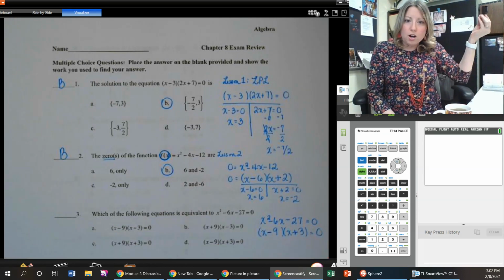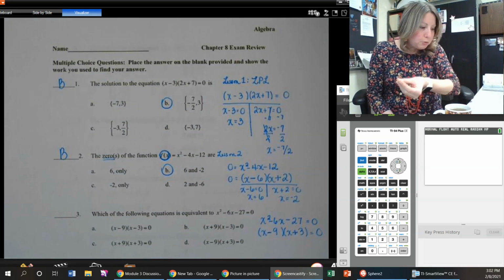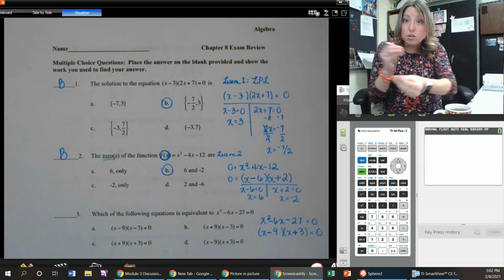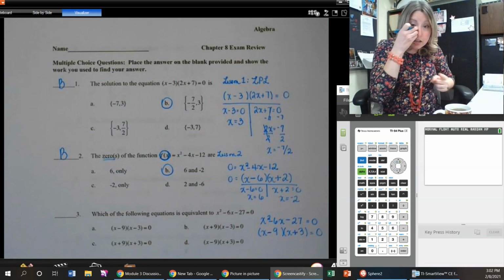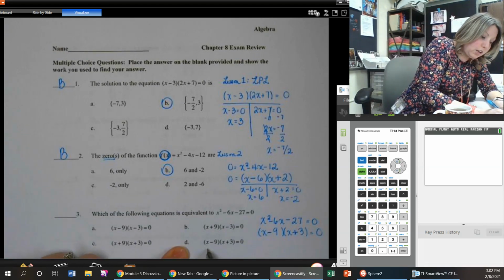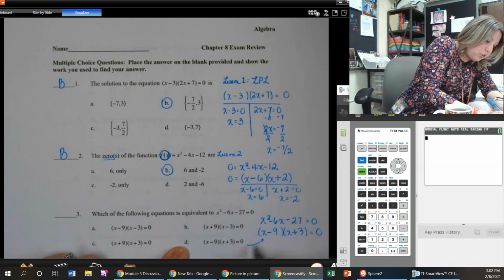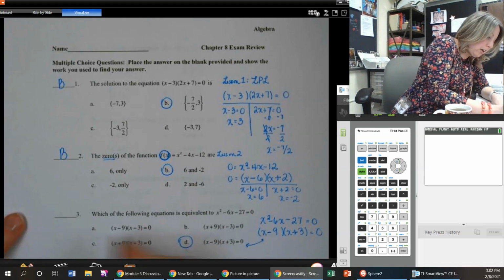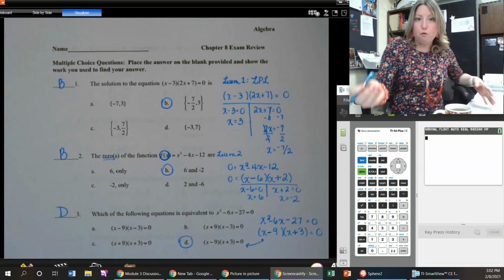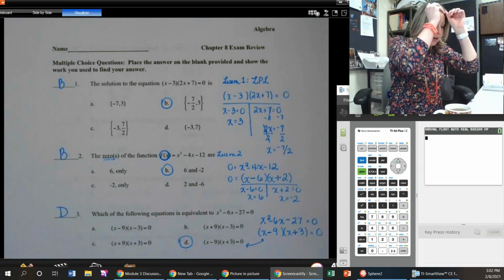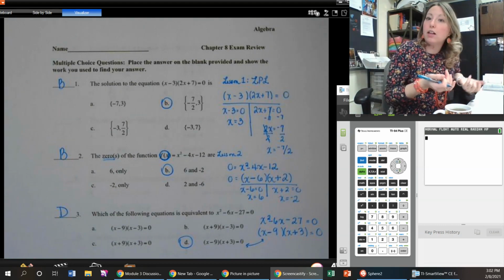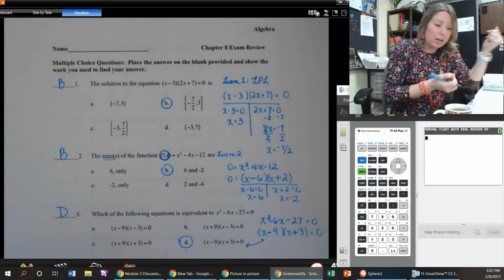So we're looking for an x minus 9 and an x plus 3, not necessarily in that order, but it just so happens that it is right here in choice D. So it didn't ask me to solve this time. I just wanted the equivalent form. And that is still lesson 2.